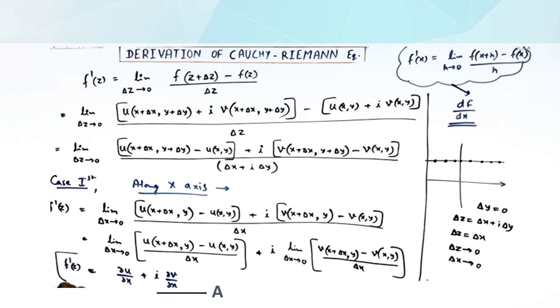We take case 1 along the x axis, that is f dash of z, where the limit becomes delta x tends to 0 of u of x plus delta x comma y minus u of x comma y plus i into v of x plus delta x comma y minus v of x comma y upon delta x, which further equates to limit delta x tends to 0 of u of x plus delta x comma y minus u of x comma y divided by delta x plus the imaginary part i, limit delta x tends to 0 of v of x plus delta x comma y minus v of x comma y upon delta x.